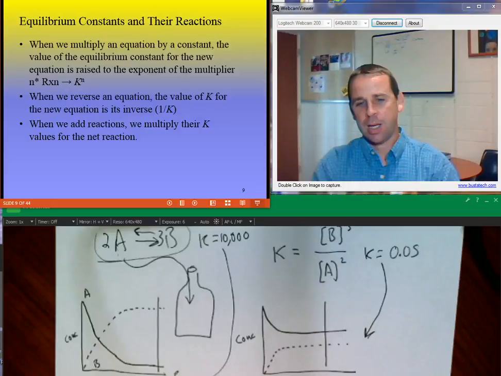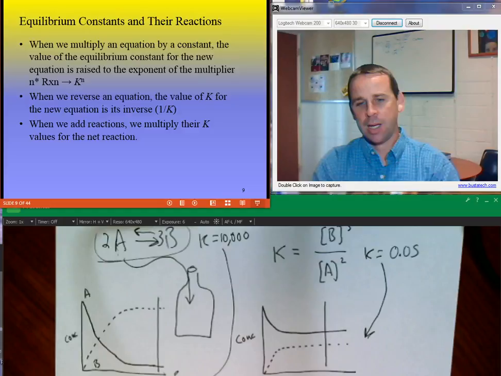So the size of the K, whether it's a large K or a small K, tells you immediately about the equilibrium conditions that are reached for a given chemical reaction. All right? Now, here is the equilibrium expression for this chemical reaction.